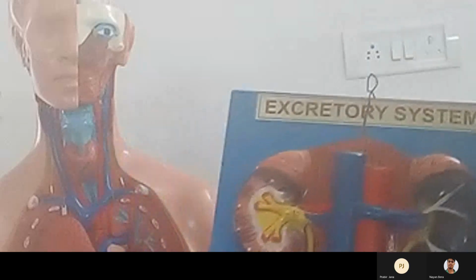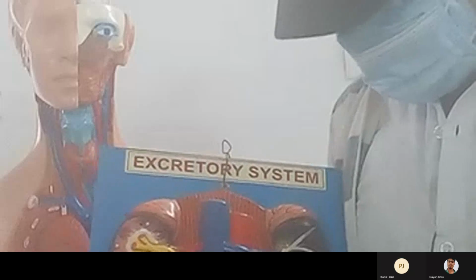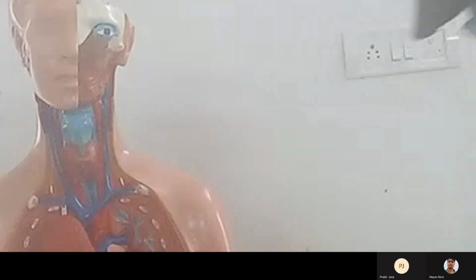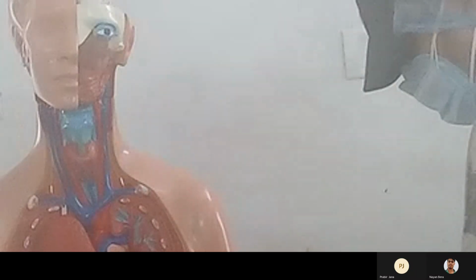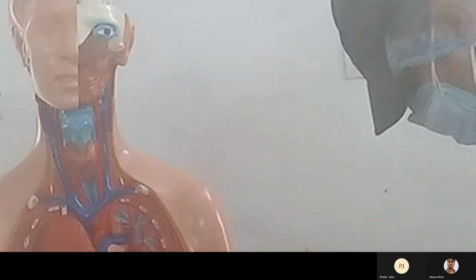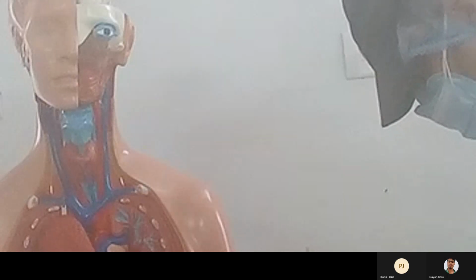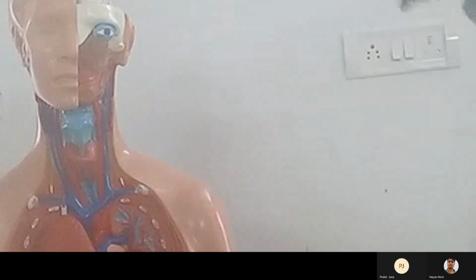Now see, at the bottom of these two ureters, it's very clear in the diagram of the male reproductive system, as well as of the female reproductive system. In the male reproductive system, these were the urinary bladders.